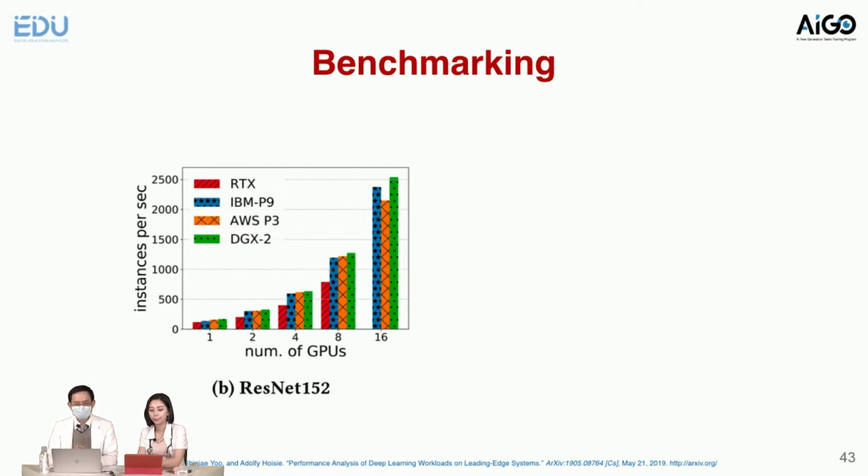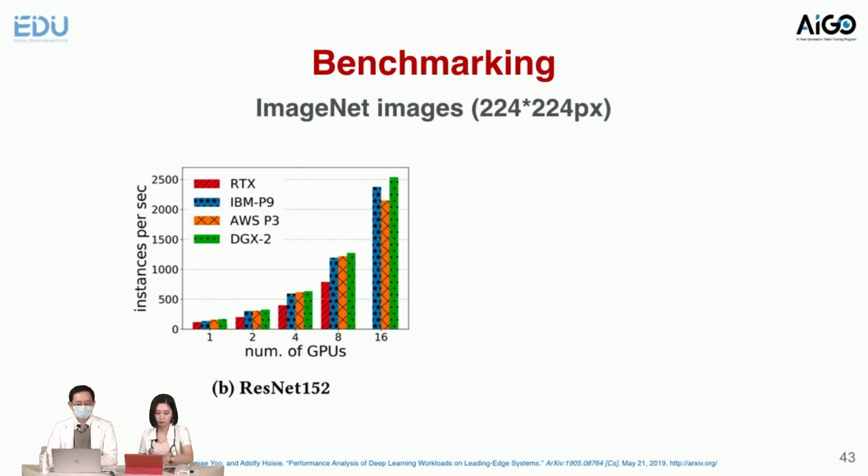First, I will share one paper result from 2019. This paper did the benchmark, and it used the RTX, IBM P9, AWS P3, and DGX2 to benchmark with the ImageNet image, which is 224 by 224 pixels. First, we look at the ResNet 152. ResNet 152 is relatively a large model. It has a lot of parameters.